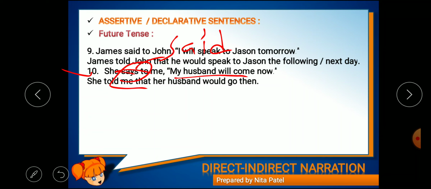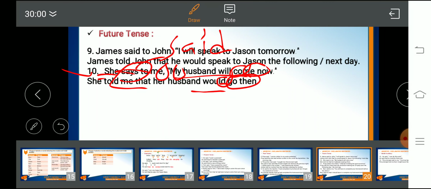So she said to me. It will convert into she told me, right? Said to convert into told. She told me that my will convert according to the subject. Who is the subject? She. So my will become her. Her husband will convert into would. Come will convert into go. So her husband would go. Now will convert into then. So her husband would go then.